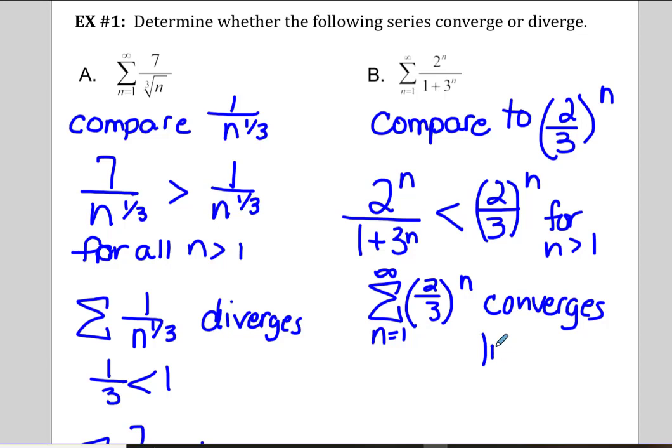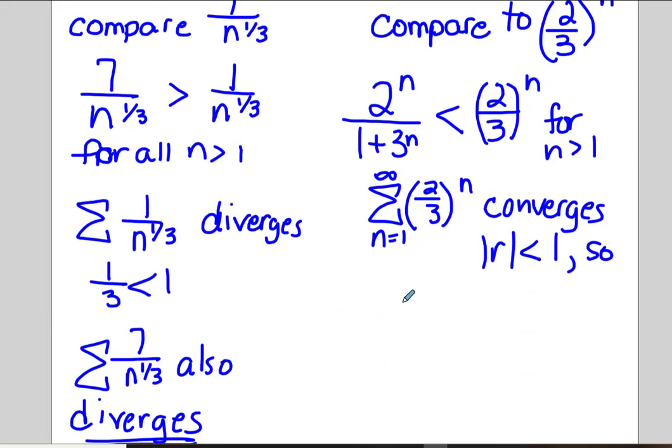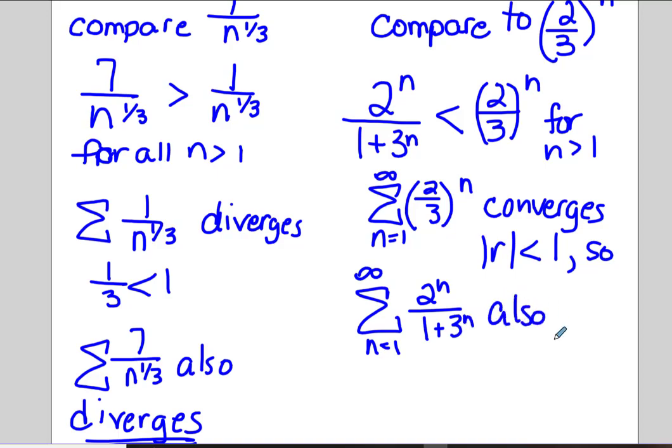And the reason we know that is because our geometric series, our ratio, is less than 1. So our smaller series, n going from 1 to infinity of 2 to the n over 1 plus 3 to the n, will also converge. So this is a convergent series.